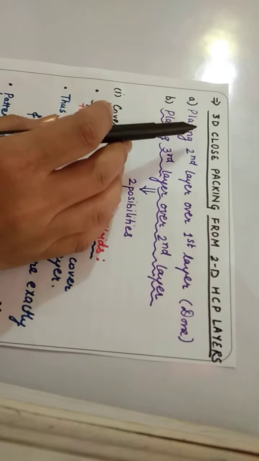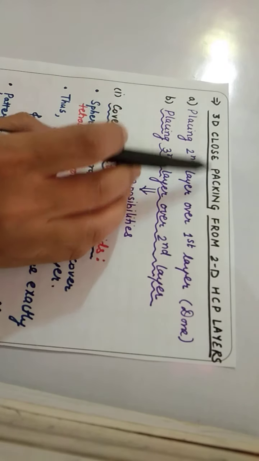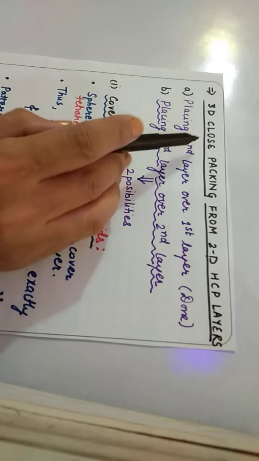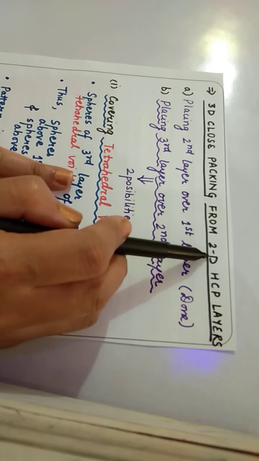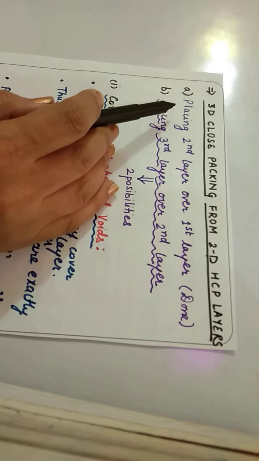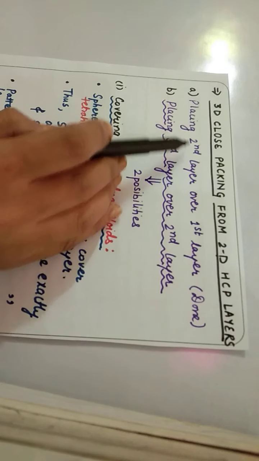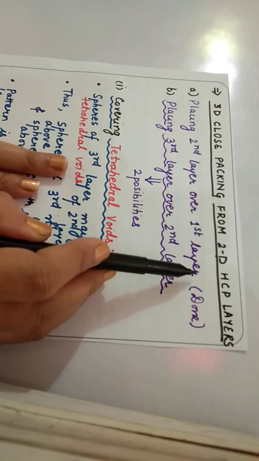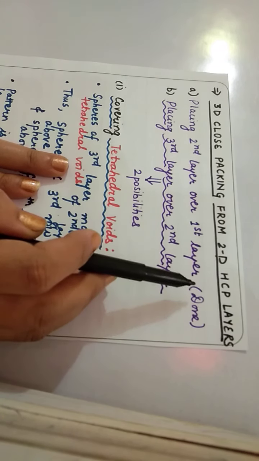So yesterday we were doing the topic 3D close packing from 2D HCP layers. That is, we were making 3D structures from 2D HCP layers. The first topic that we covered yesterday is placing the second layer over the first layer. By doing this we got two types of voids, octahedral and tetrahedral voids.